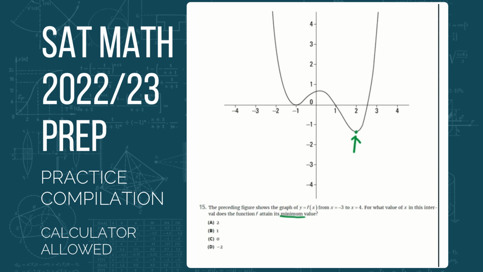This is your minimum value, the lowest value of y, but they're asking you for the value of x. So as you can see here, x is 2. Simple reading of the graph, the value of x is 2, which is A.